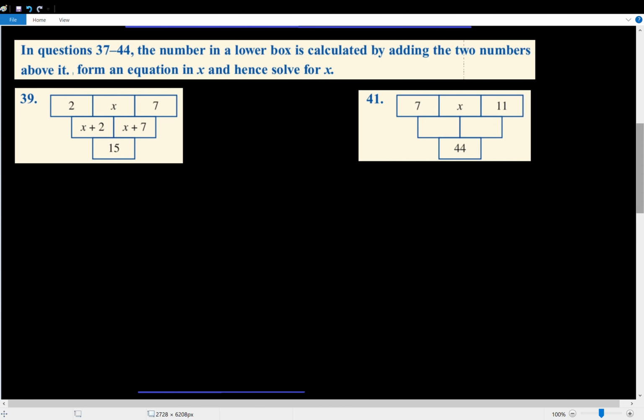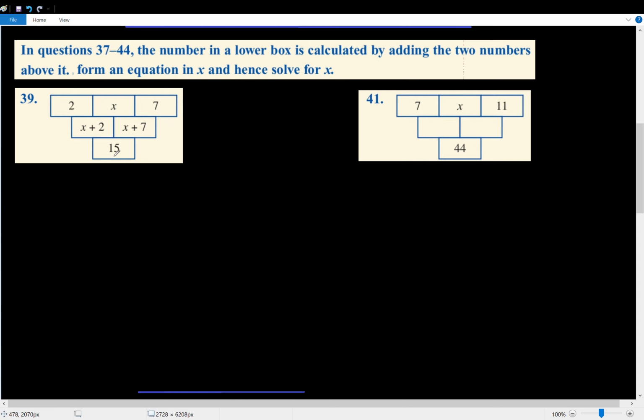Alright, in these questions, the number in a lower box is calculated by adding the two numbers above it. We have to form an equation in x and hence solve for x. So we'll start with 39 over here. And we'll just take a look at it and see how this worked out. On the top row we have 2, x and 7. And you can see that this box here with the x plus 2 in it was calculated by adding the 2 and the x together. That's x plus 2. And this one here with the x plus 7 was calculated by adding x and 7. You got x plus 7.